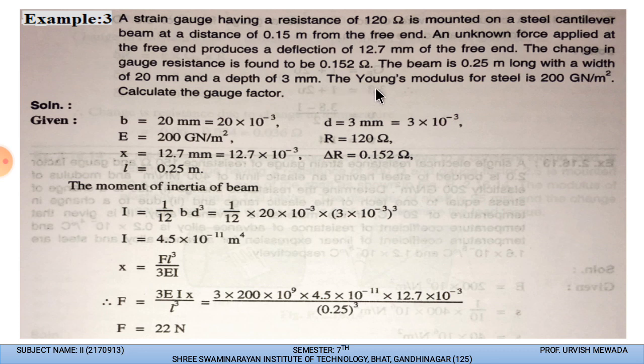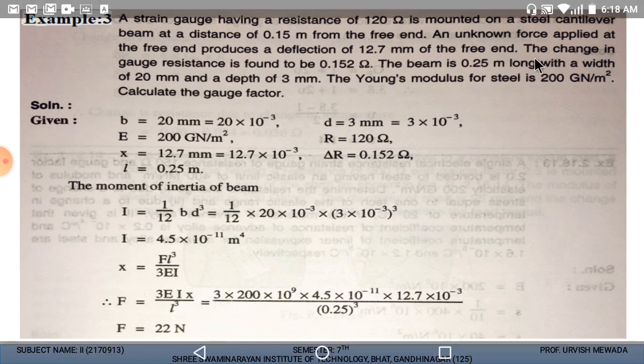The Young's modulus for the steel is 200 giganewton per meter square. So calculate the gauge factor. So Young's modulus E is given, that is 200 giganewton per meter square. So calculate the gauge factor GF. Now let us discuss the data given. So B is the width that is given 20 mm. E is the modulus of elasticity.